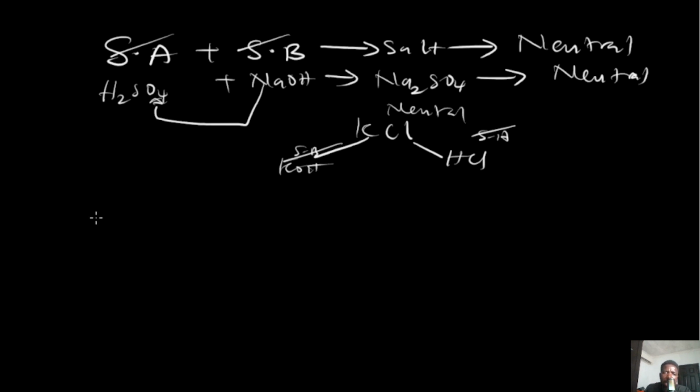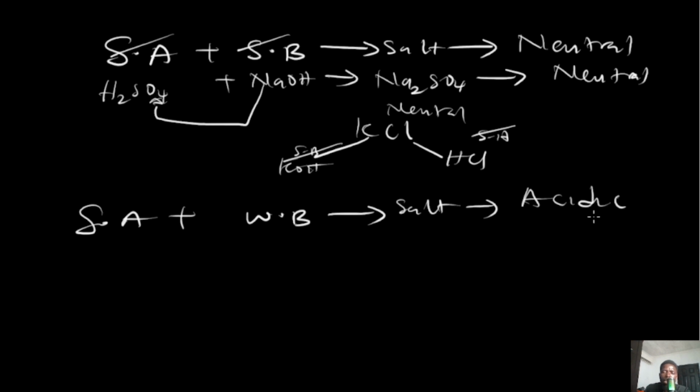Now the implication is that if I have a strong acid reacting with a weak base, what is likely going to be happening? You find out that the strong acid overpowers the base. Because the strong acid is going to overpower the base, this particular salt is going to be acidic. So just have that in mind.